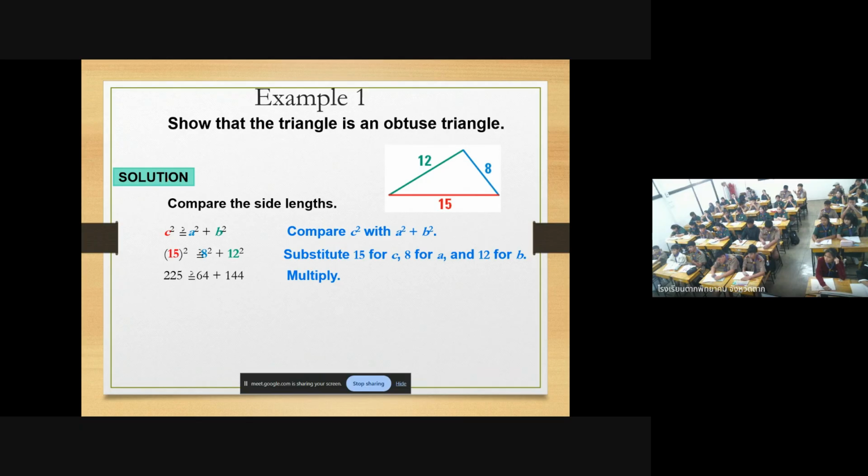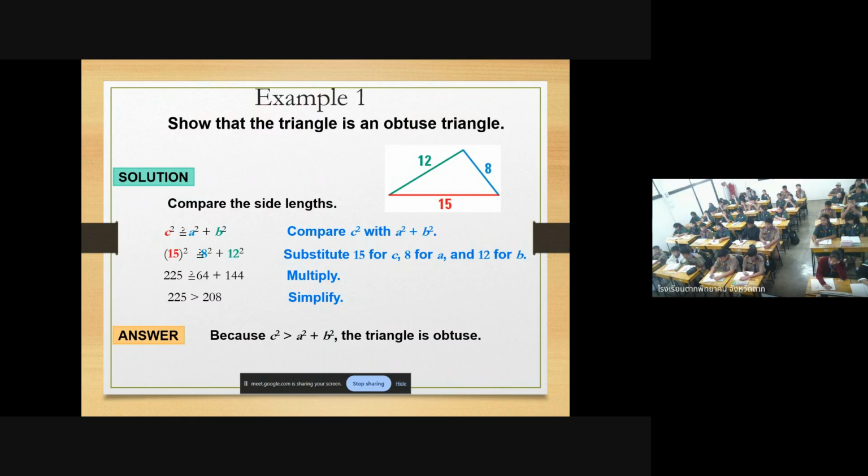So we need to add. 64 plus 144 is 208. Therefore, 225 is more than 208. The reason is that c squared is more than a squared plus b squared, so that is an obtuse triangle. Understand? Easy? Okay.